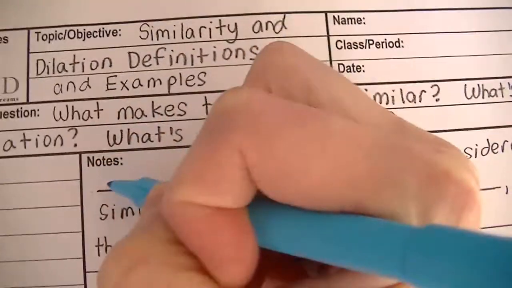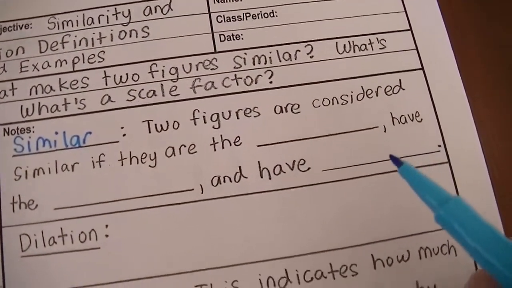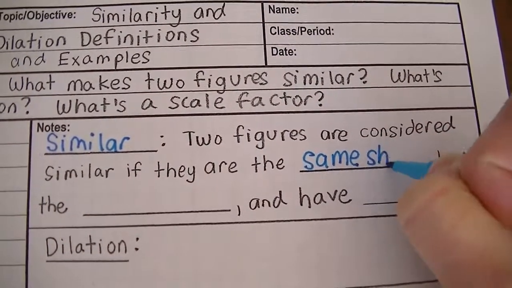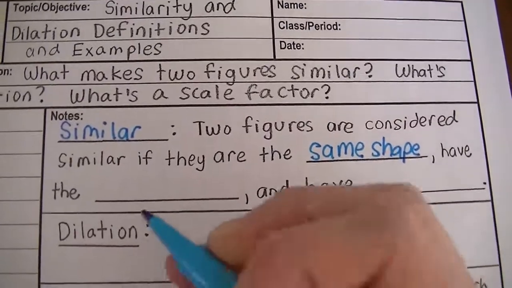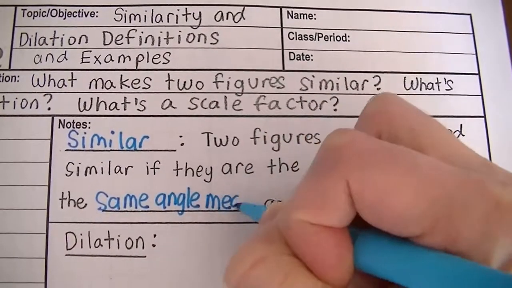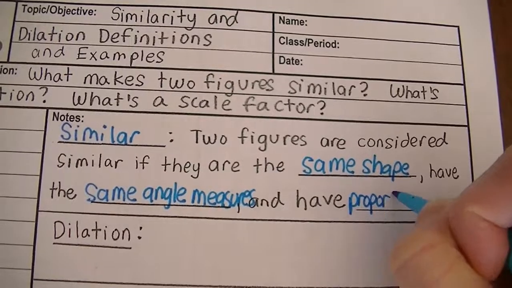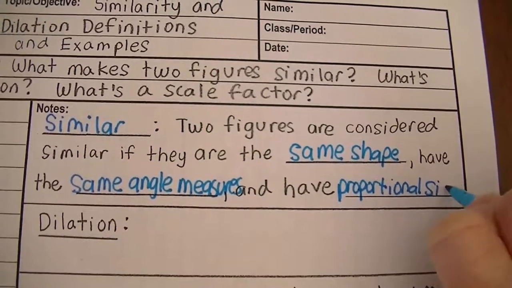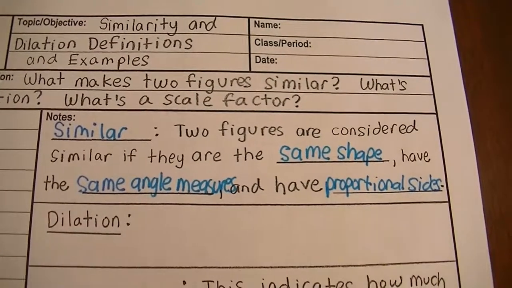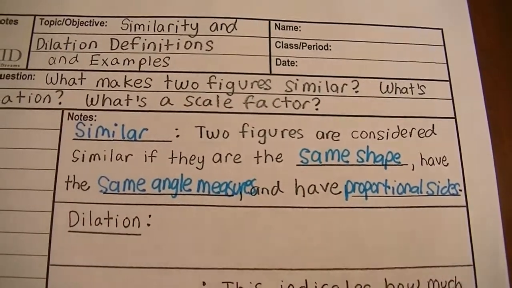So the word similar can be described as: two figures are considered similar if they are the same shape, have the same angle measures, and have proportional sides. Okay, so if you see two figures or two images, they're the same shape, their angle measures have the same degrees, and their sides are proportional, they would be considered similar.